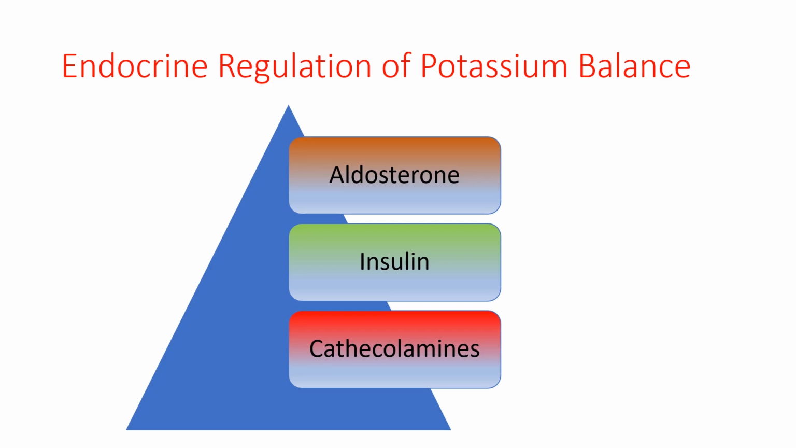So, any condition that will increase the effective circulation of aldosterone in the blood will also lead to a reduction in the level of potassium in the blood. For example, in primary hyperaldosteronism, one of the major findings is hypokalemia and hypernatremia.